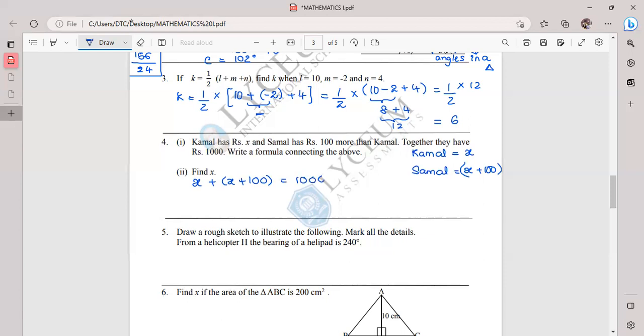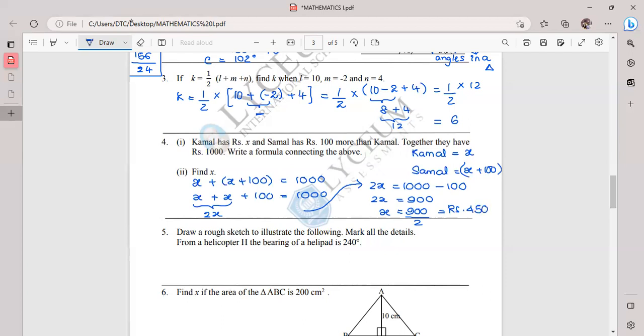You solve the bracket, so then it becomes X plus X plus 100 is equal to 1,000. Then X plus X becomes 2X, right? So then I can write 2X is equal to 1,000 minus 100. So then 2X equals 900. So then X is equal to 900 divided by 2.